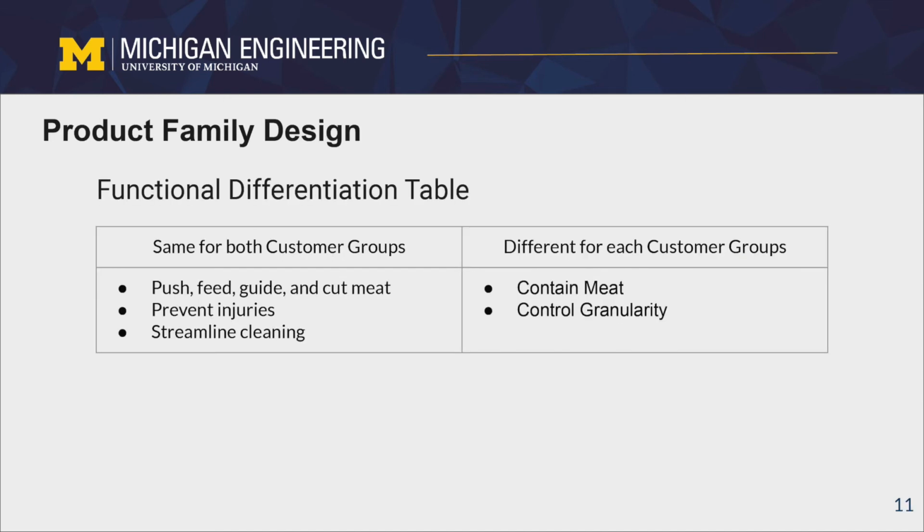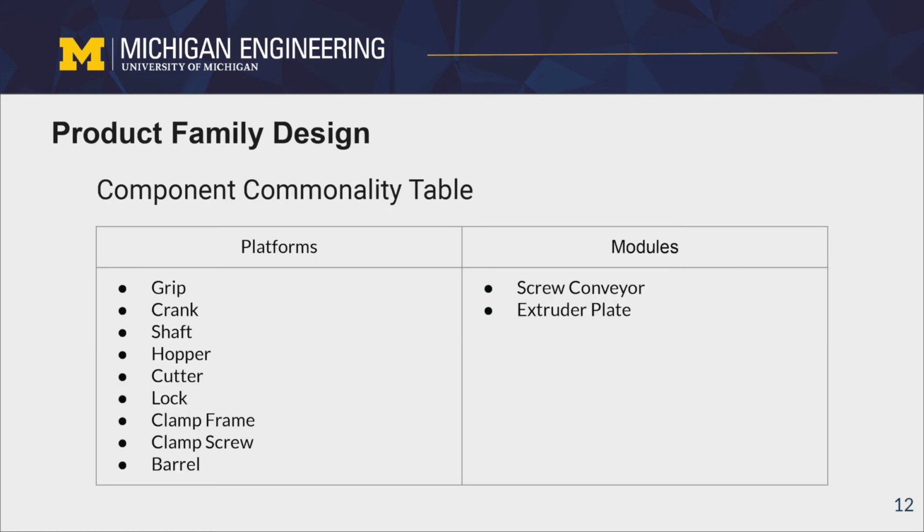After creating a function differentiation table for the primary customer group, being the butchers and supermarket departments, and the secondary customer group, restaurant chefs or at-home cooks, we determined the function differences between each customer group was the amount of meat contained in the hopper and the granularity of the ground meat. Here we are comparing the component platforms and modules. On the left under platforms, we have components which are shared by the designs. The modules are differences in design, in our case, the screw conveyor and extruder plate.